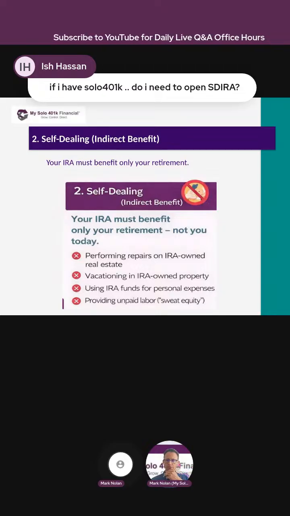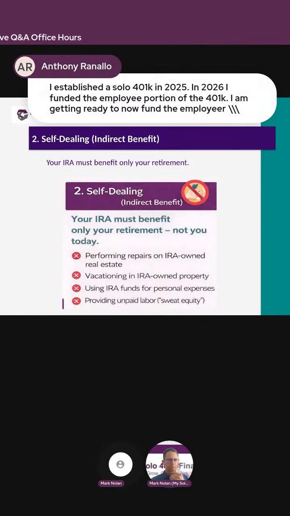Let's see. Here's a question here. I established a solo 401k in 2025. In 2026, I funded the employee portion of the 401k. Okay, so far so good. I'm getting ready now to fund the employer. That's good. So that's all in compliance.